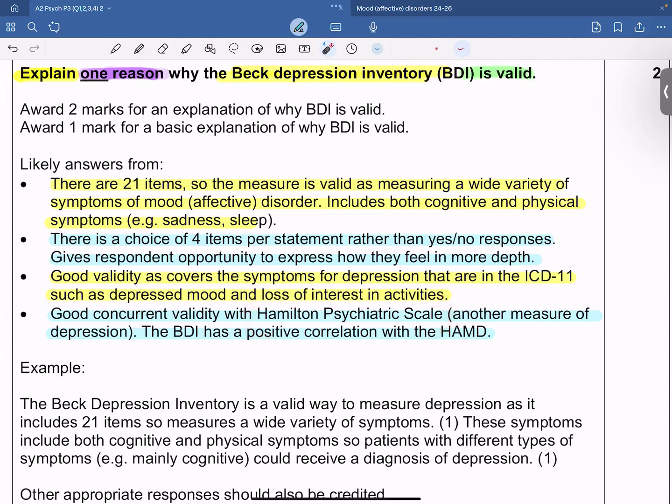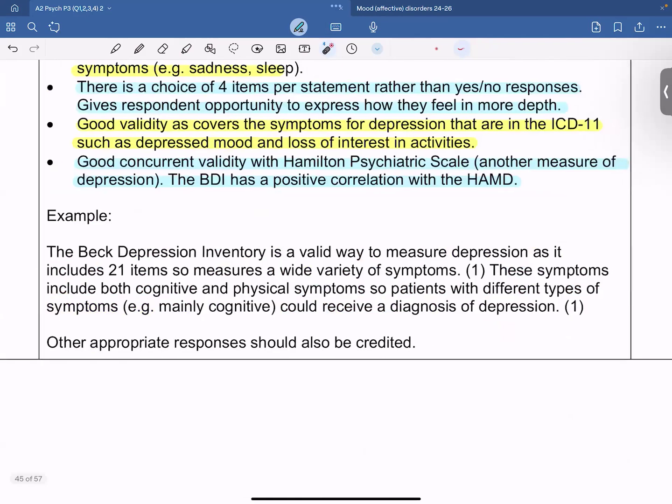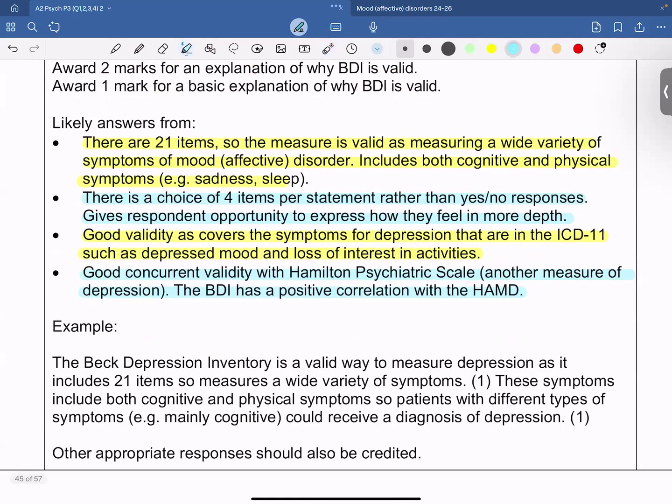Concurrent validity, I'd like to assume you all know what it is: when your measure is pretty much in line with another popular or highly valid measure. Now, an example of this could be: the Beck Depression Inventory is a valid way to measure depression as it includes 21 items, so it measures a wide variety of symptoms. These symptoms include both cognitive and physical symptoms, so a patient with different types of symptoms, for example mainly cognitive, could receive a diagnosis of depression.